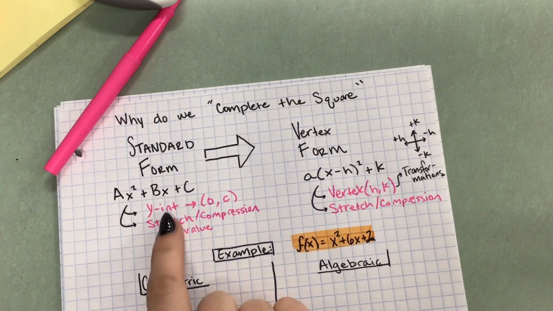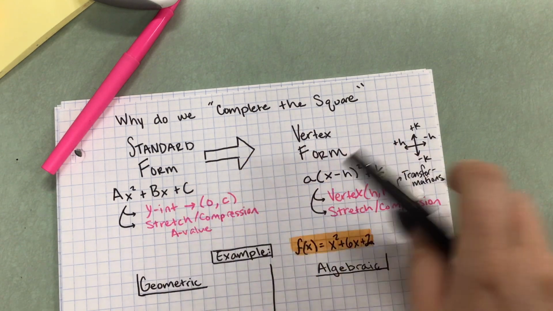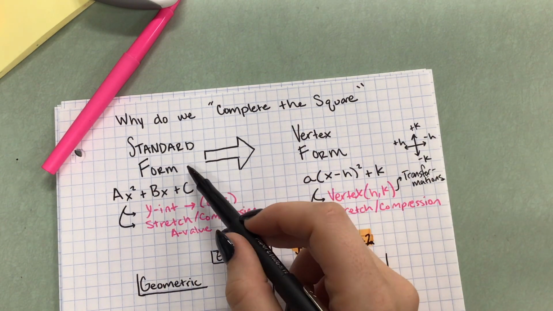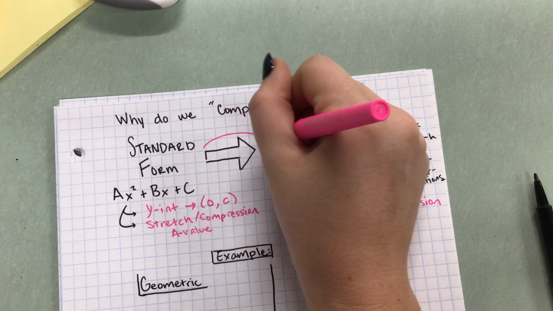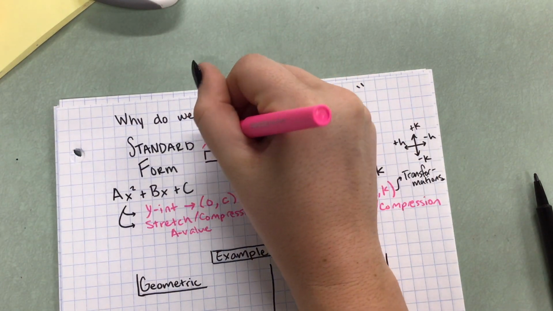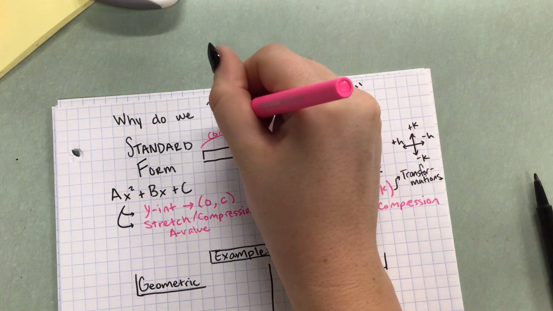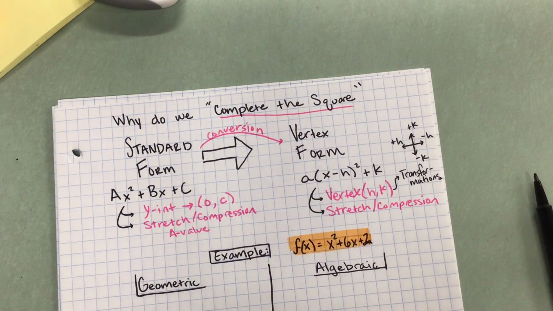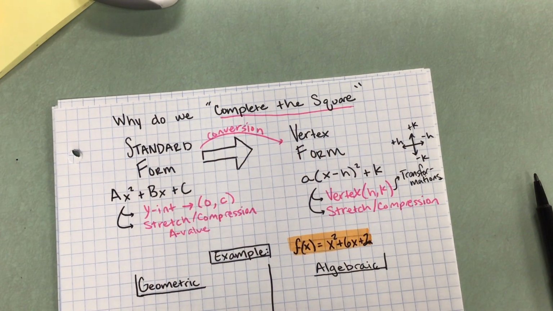So this one does not tell us the vertex, and this one does. So the reason why we complete the square is because it helps us convert from here to here. So conversion is why we complete the square. We want to convert from standard form into vertex form. All right, let's do an example.